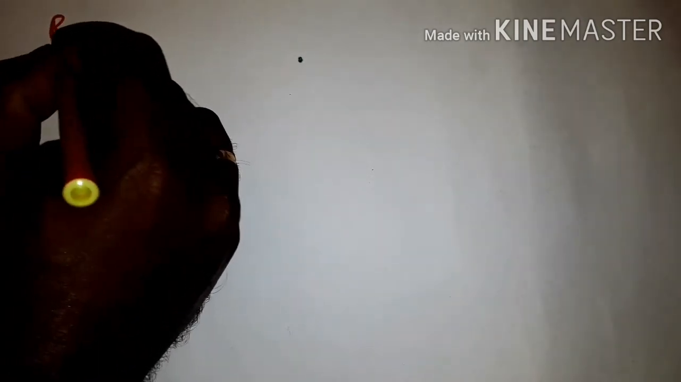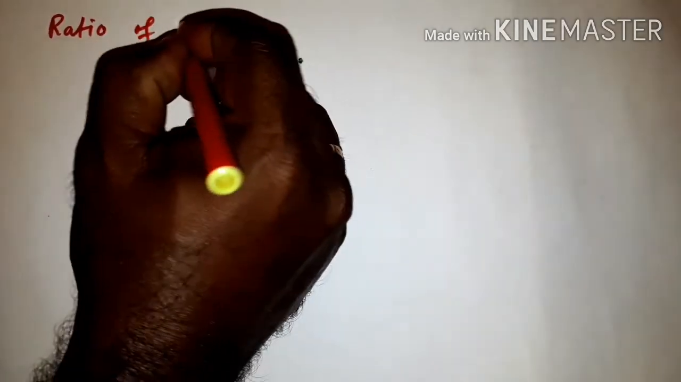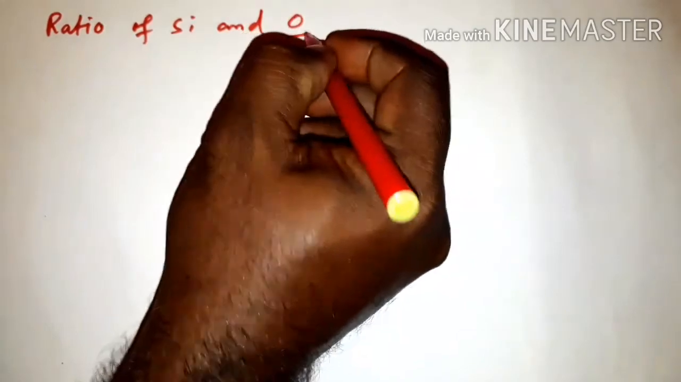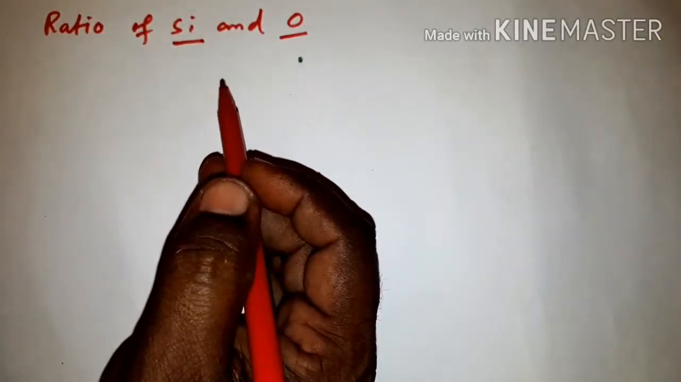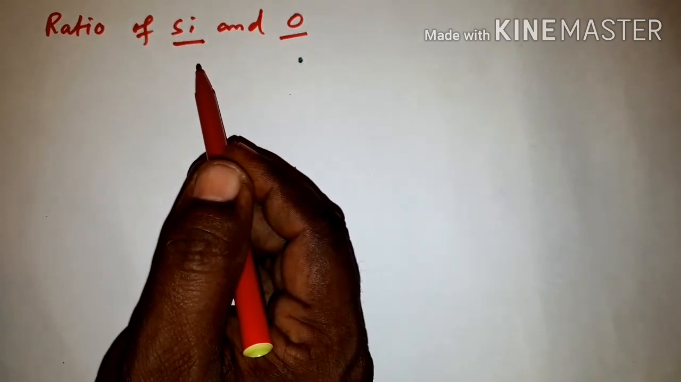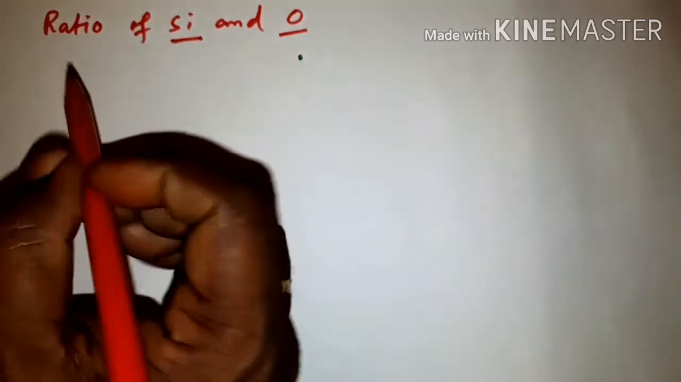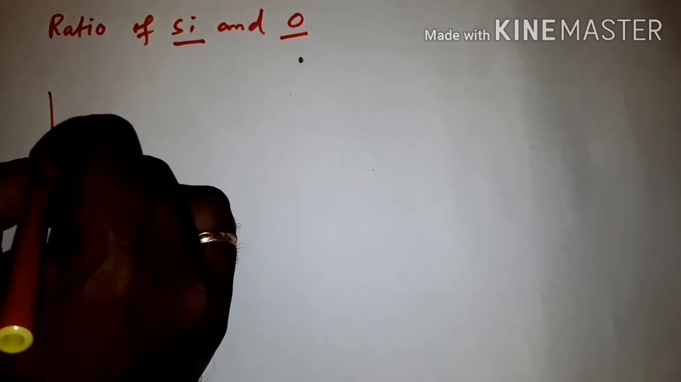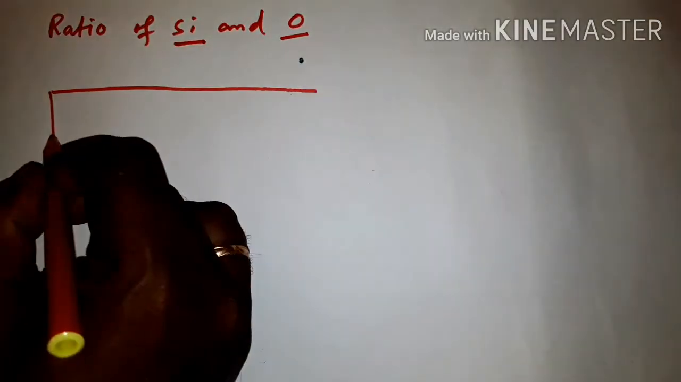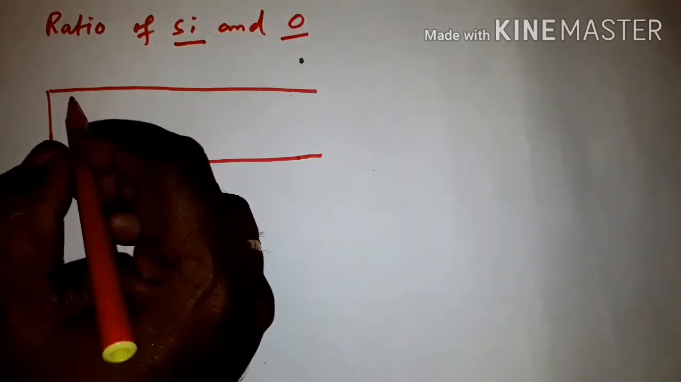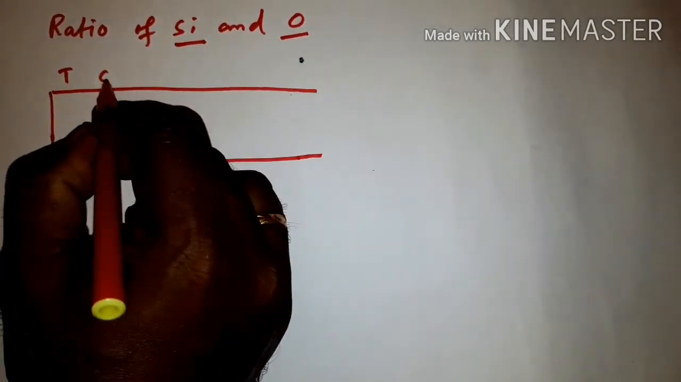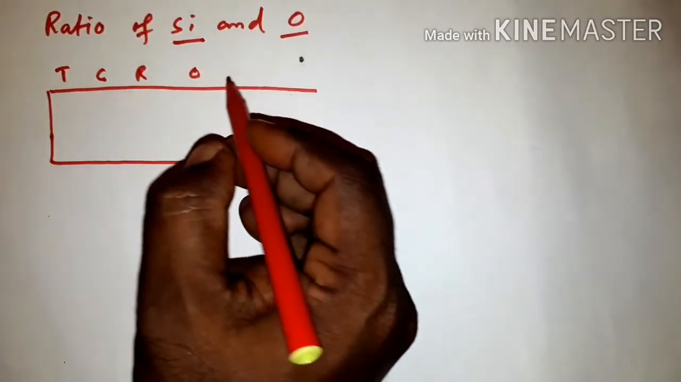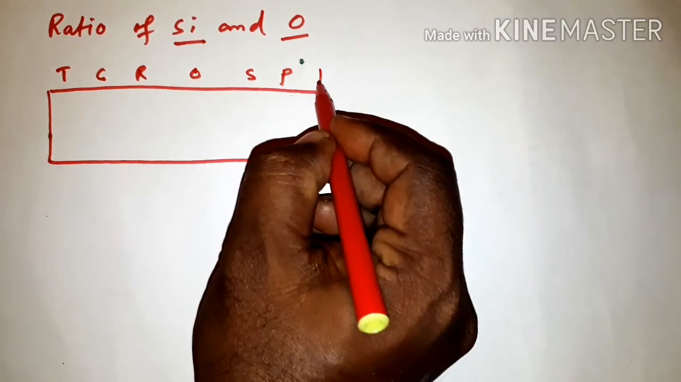Okay, my dear students, now I am going to explain the ratio between silicon and oxygen atoms. So, ratio of silicon and oxygen. In the types of silicates, how many silicon atoms are present and how many oxygen atoms are present. For that, make it a two column table. Just T, C, R, O, S, P, D.